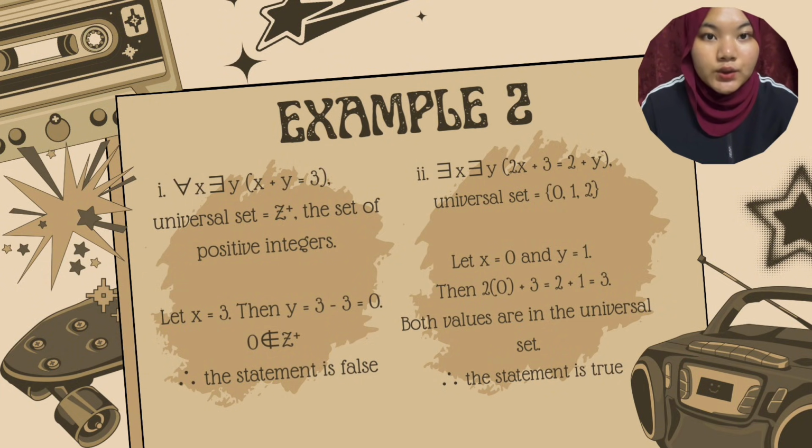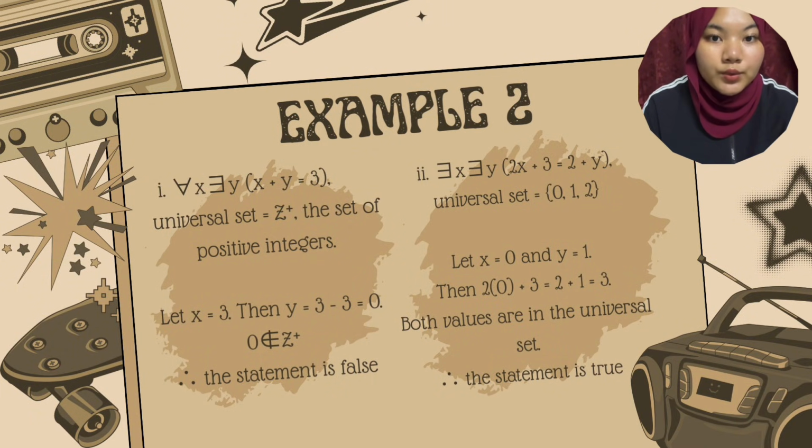For example 2, we are given two statements involving nested quantifiers. We are required to determine the truth value of each statement based on the given universal set. For statement 1, the first statement is for all x, there exists y such that x plus y equals 3, where the universal set is the set of positive integers. To justify this, let x equal 3, then y equals 3 minus 3 equals 0. However, 0 is not a positive integer, so y does not belong to the universal set. Therefore, the statement is false.